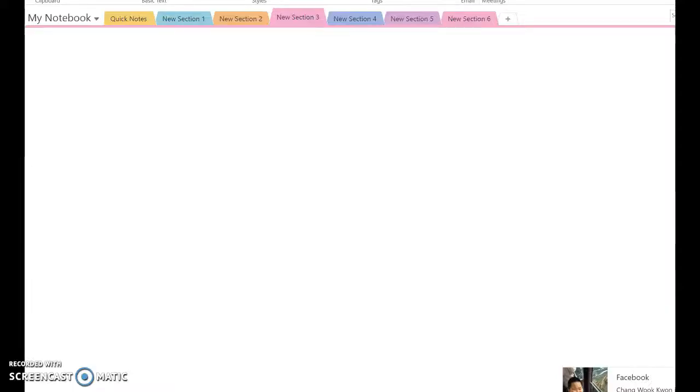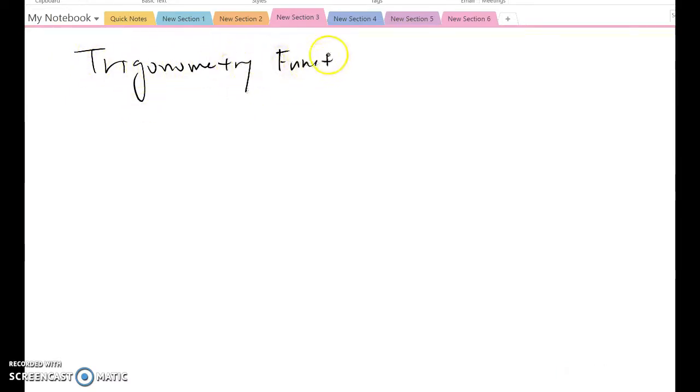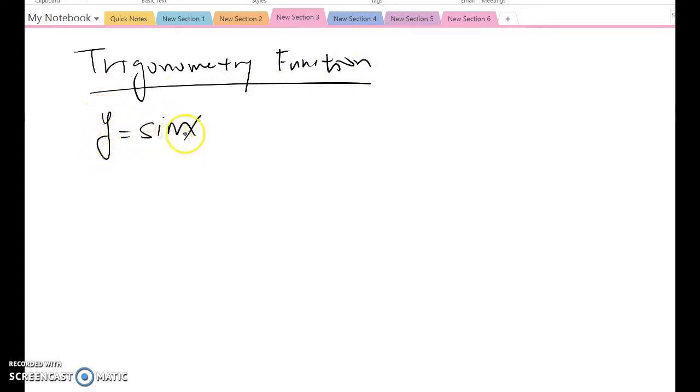This time we just talk about trigonometry functions. So, basically, we know the two typical trigonometry functions are y equal to sine x and then y equal to cosine x.